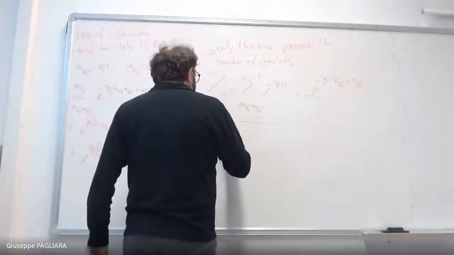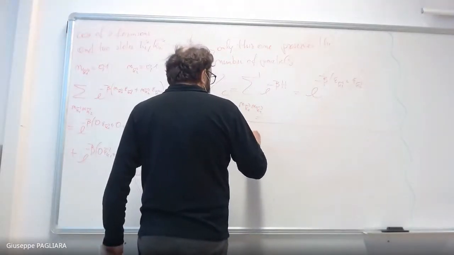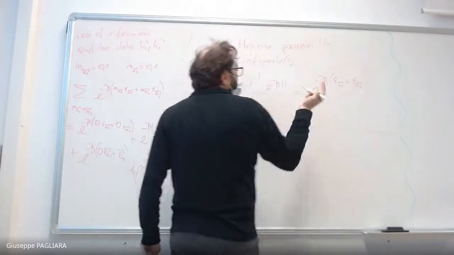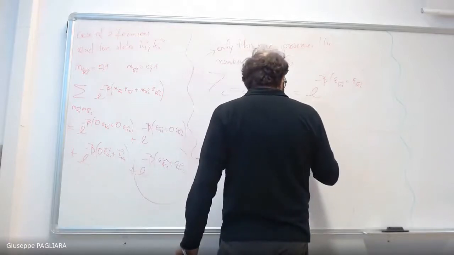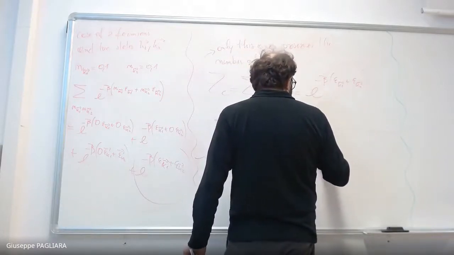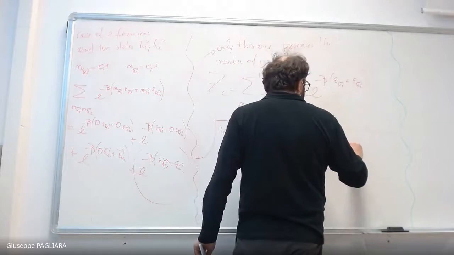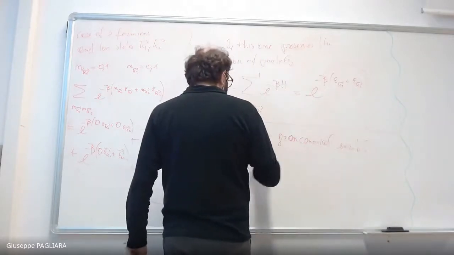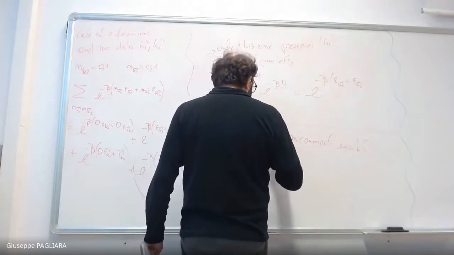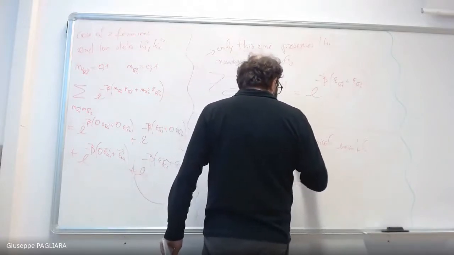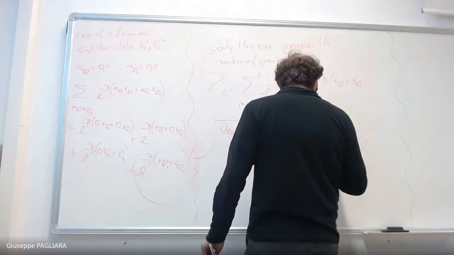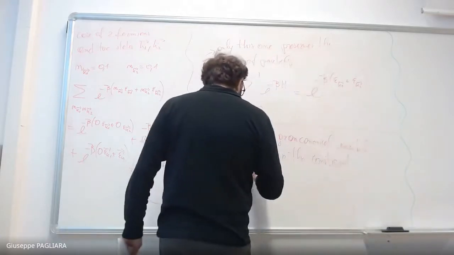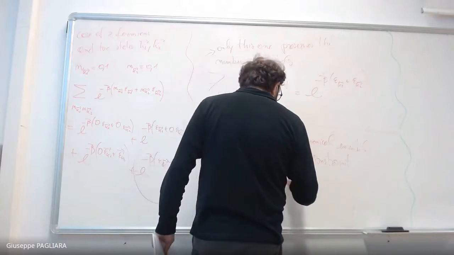So the idea is to use the grand canonical ensemble, the grand canonical partition function, to remove the constraint on the conservation of the number of particles.